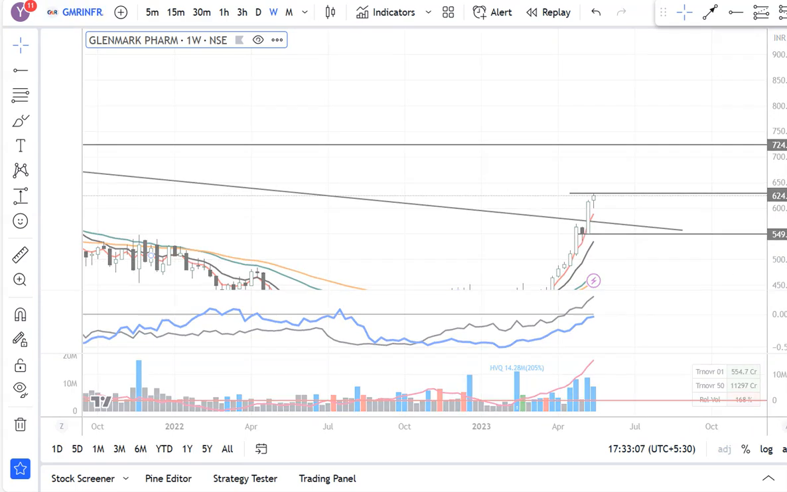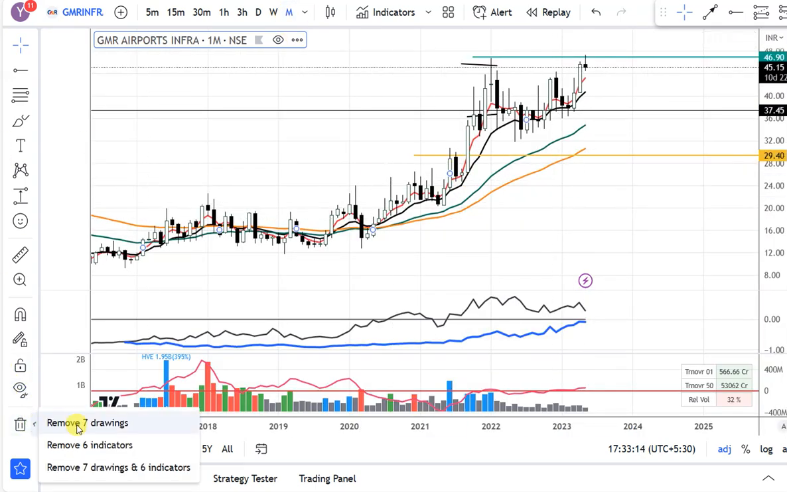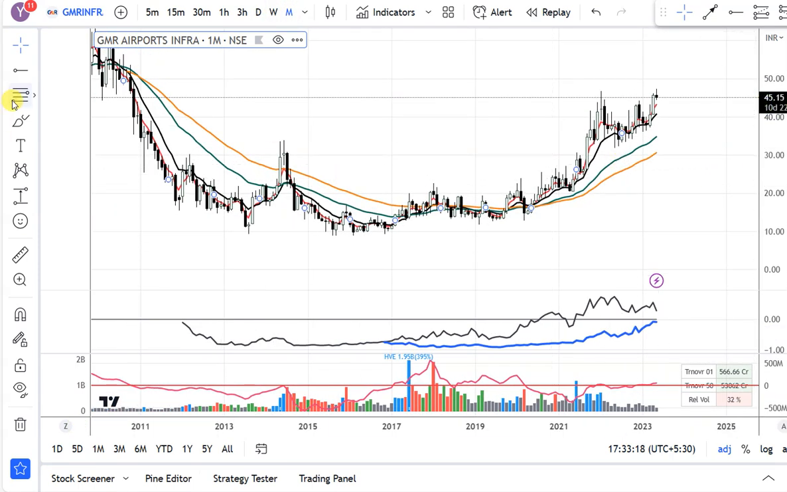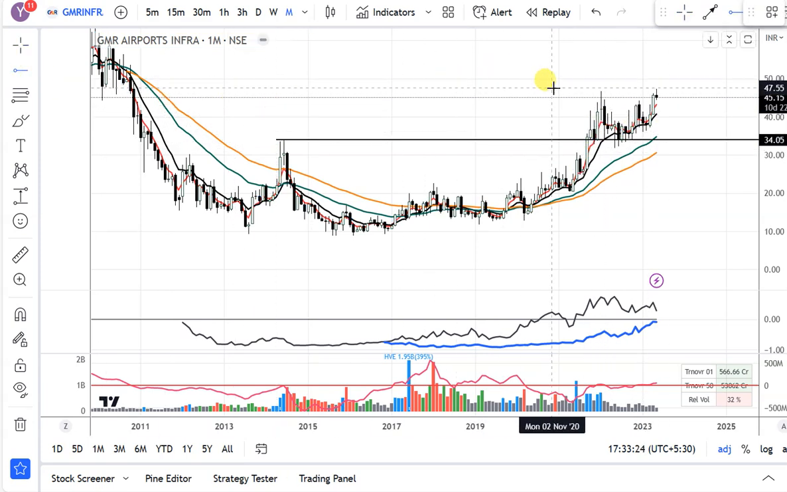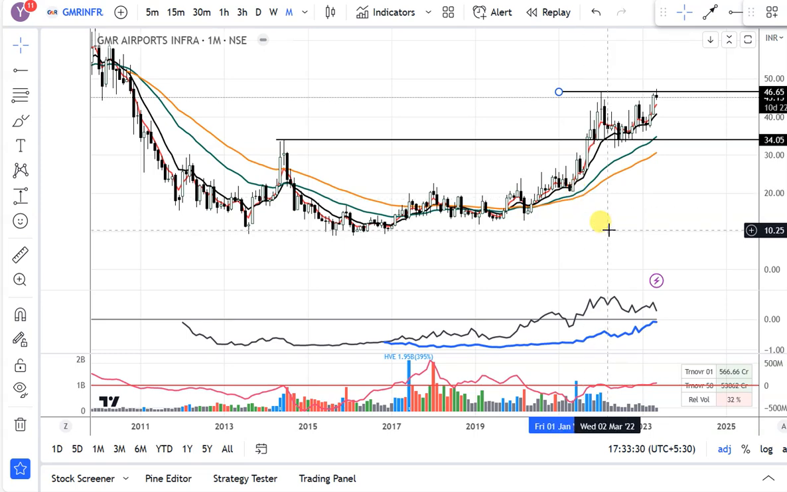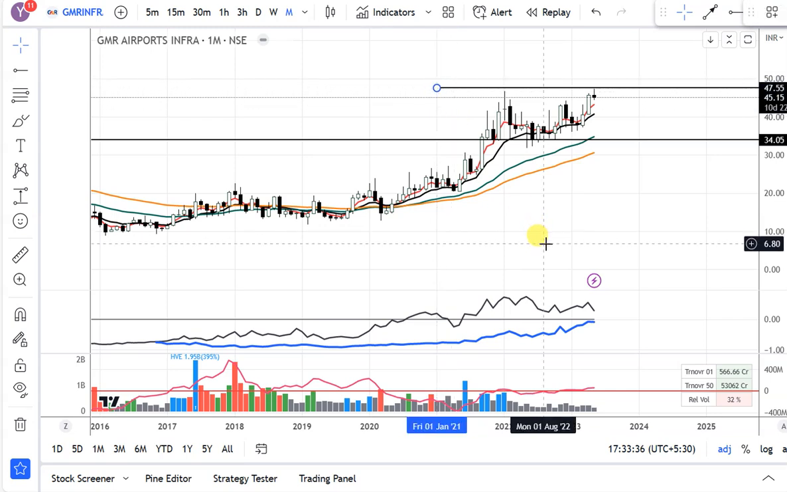GMR Airports has given a very good breakout, but the candles are quite messy and look a little bit not in very strong form. The high of 46.65 is creating some struggle. If this candle turns out to be red, then the resistance shifts to the top, that is 47.55. So let us wait for this month's candle to close and create a strong or a weak candle to know what is going on.